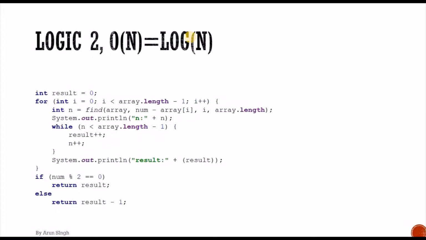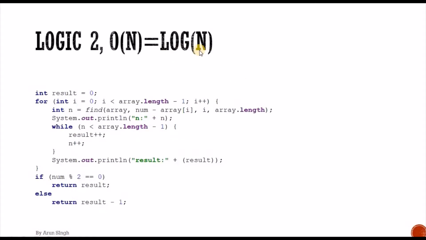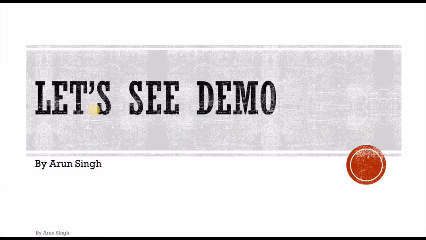Let me go back here. This code will have a complexity of n square, and here log n is the complexity of binary search. And when I put this log n in this for loop, the total complexity would be n log n. So this is the logic to find that. What is the logic of this find? This we have used before. Let's see a demo of it.